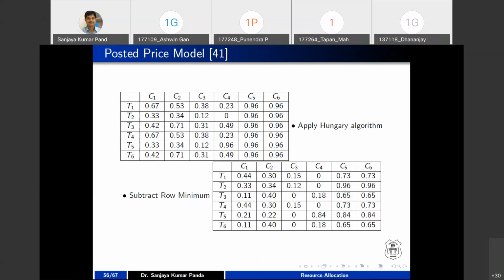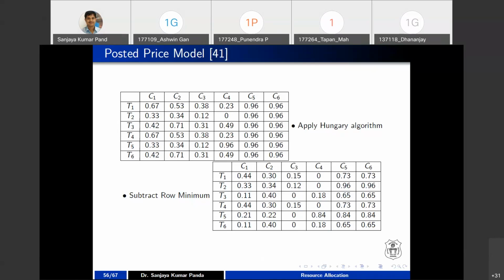And we generated one value that lies between 0 and 1. Initially we are taking this value randomly, but you can take this value by following a mathematical notation. After creating this matrix between the task set and your cloud set, you have to apply the posted price model. What does the posted price model say? First, you have to apply one of the very popular algorithms of mathematics, called the Hungarian algorithm. So in the posted price model, one researcher used this algorithm to allocate resources to tasks.